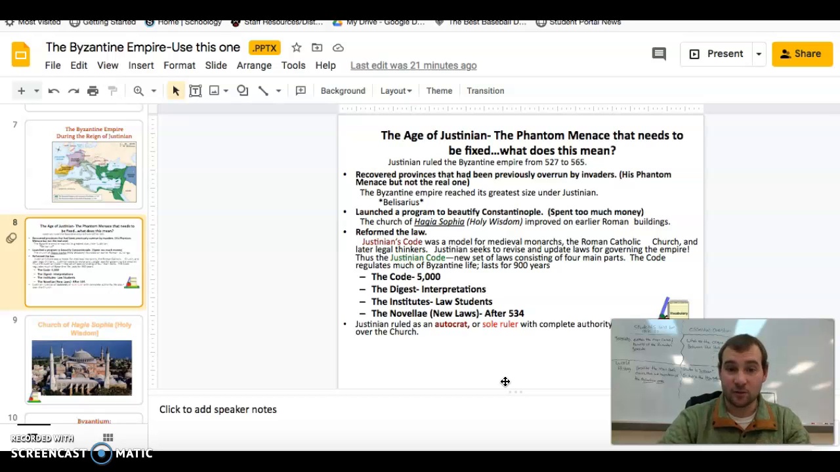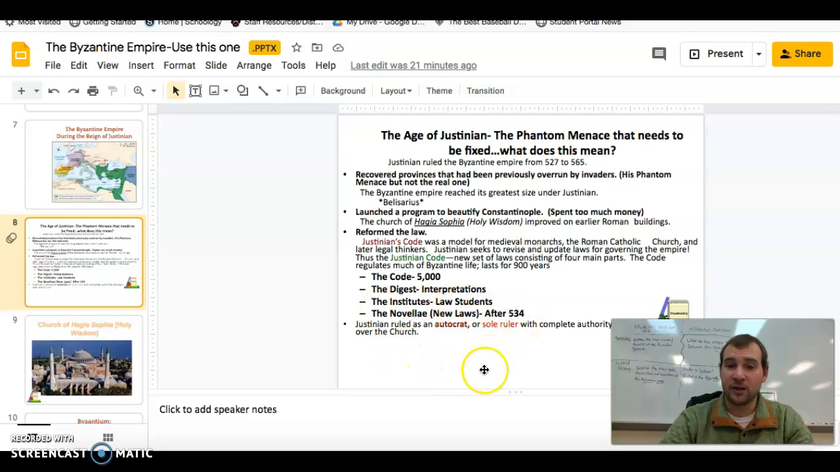Basically, lawyers or judges. They interpret the law, right? Here's the law. Here's how it can be used. So the interpretations are basically judges and lawyers. The next part is called the Institutes. It's the law students. It's people who study the law to become one of the interpreters, right? Very similar to what we have now. You got to go to law school before you can become a lawyer. And then the last part is just the Novelli.